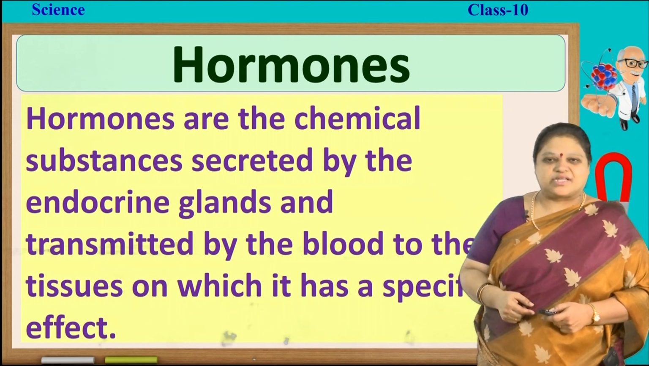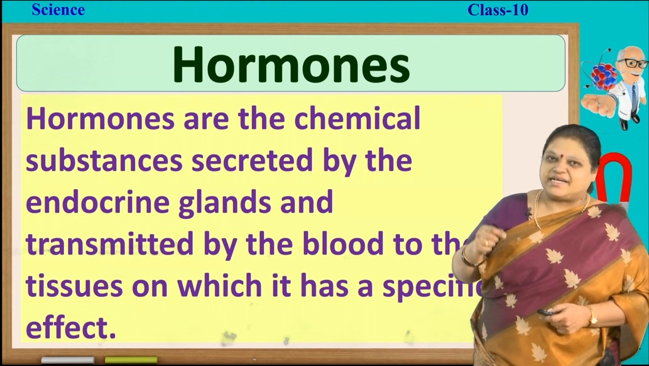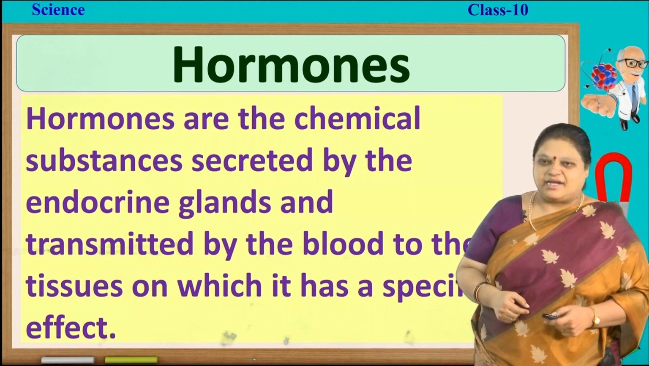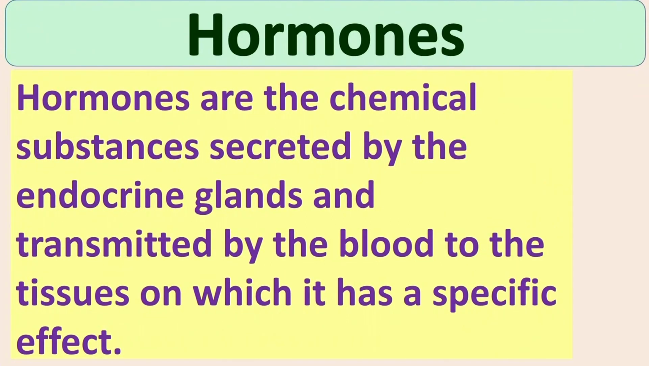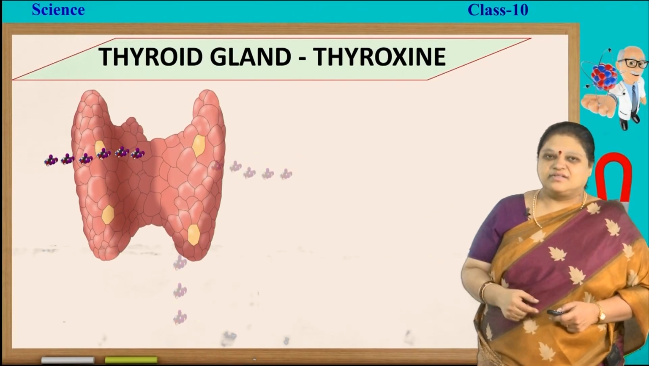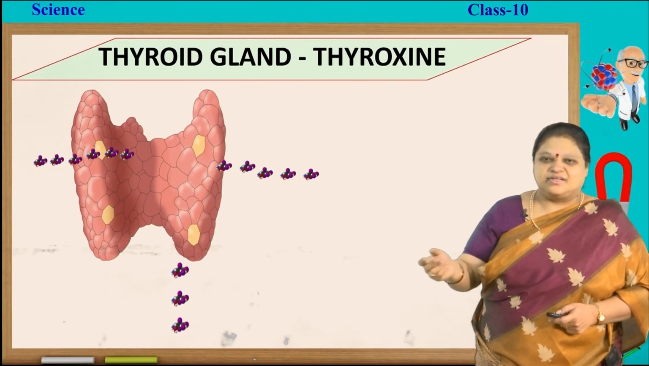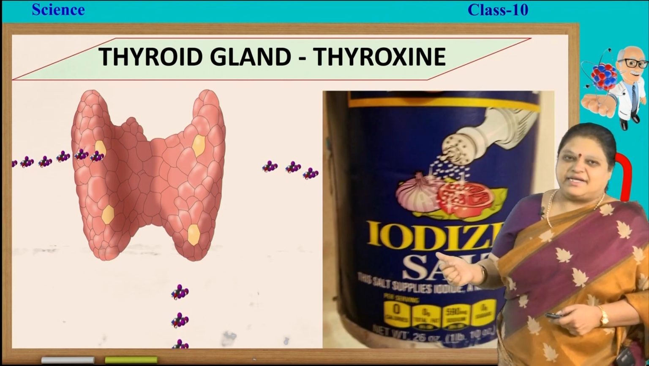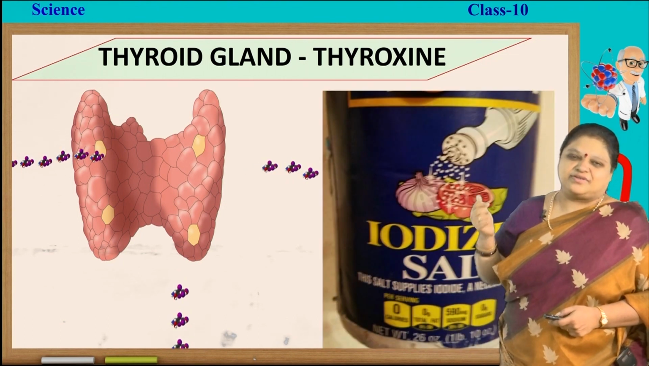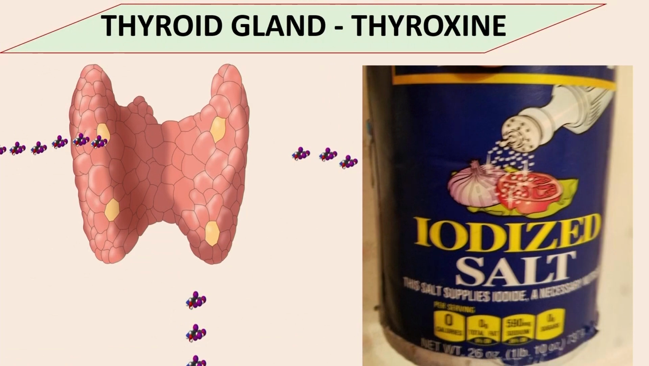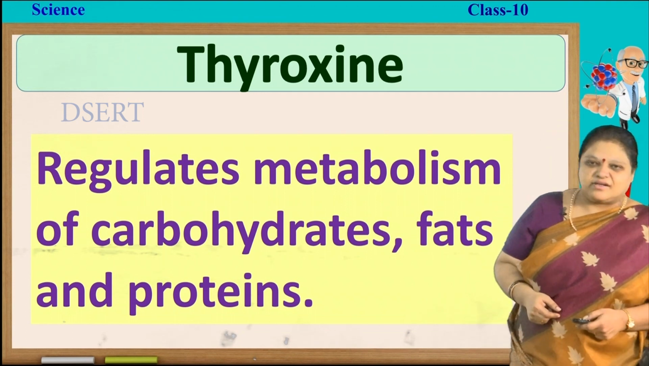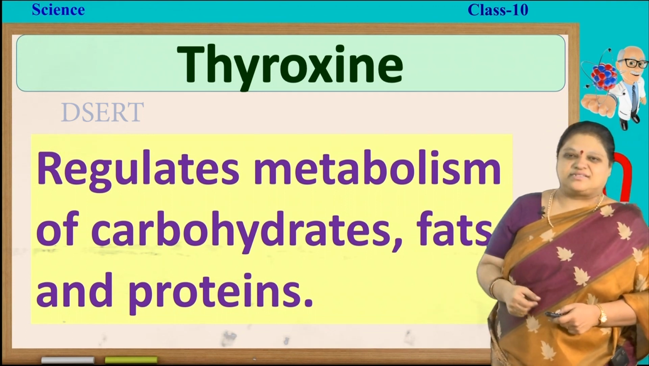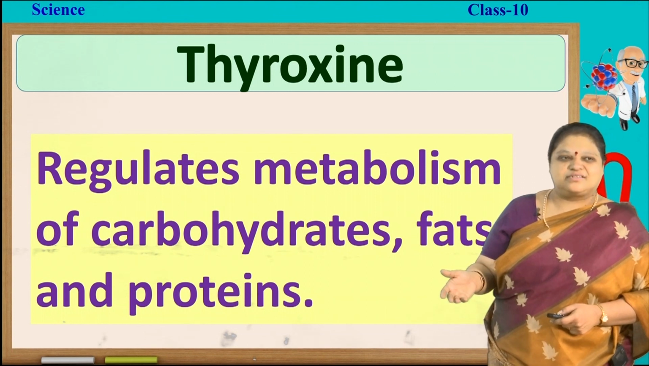So, hormones are the chemical substances secreted by the endocrine glands and transmitted by the blood to the tissues on which they have a specific effect. First one, the thyroid gland will secrete thyroxine hormone, and it is secreted properly if iodine is present, and that is present in salt. Next, write down, thyroxine regulates metabolism of carbohydrates, fats and proteins.